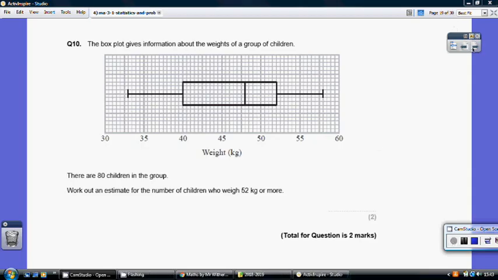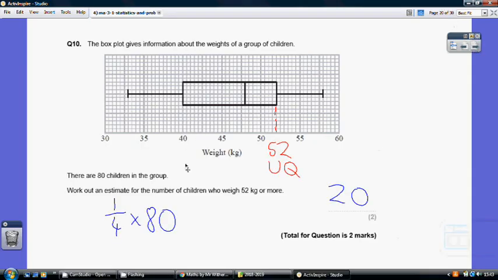Question 10. So 80 children in the group, work out an estimate for the number of children who weigh 52 kilograms or more. Now 52 is the upper quartile, so we're saying a quarter of the children are above this, 3/4 are below this. So a quarter are above this weight, a quarter of 80 is 20.